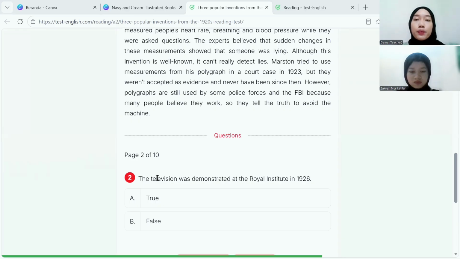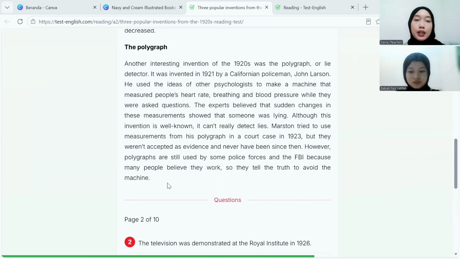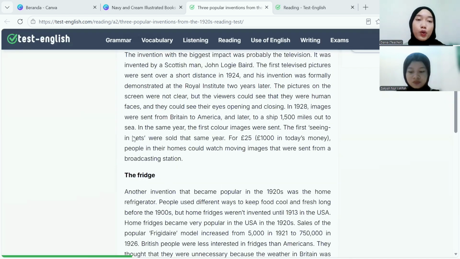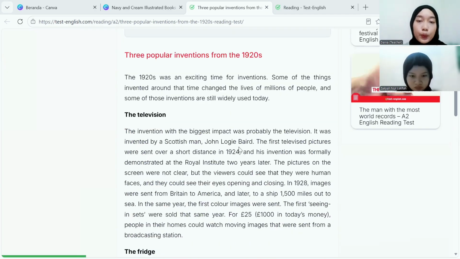Okay, so the keyword in this question is "demonstrated television Royal Institute in 1926." Now that we already know the keyword, we go to the text, scan it, and find the keyword in part of the text. Okay, now we have found the sentences here that contain the keywords.